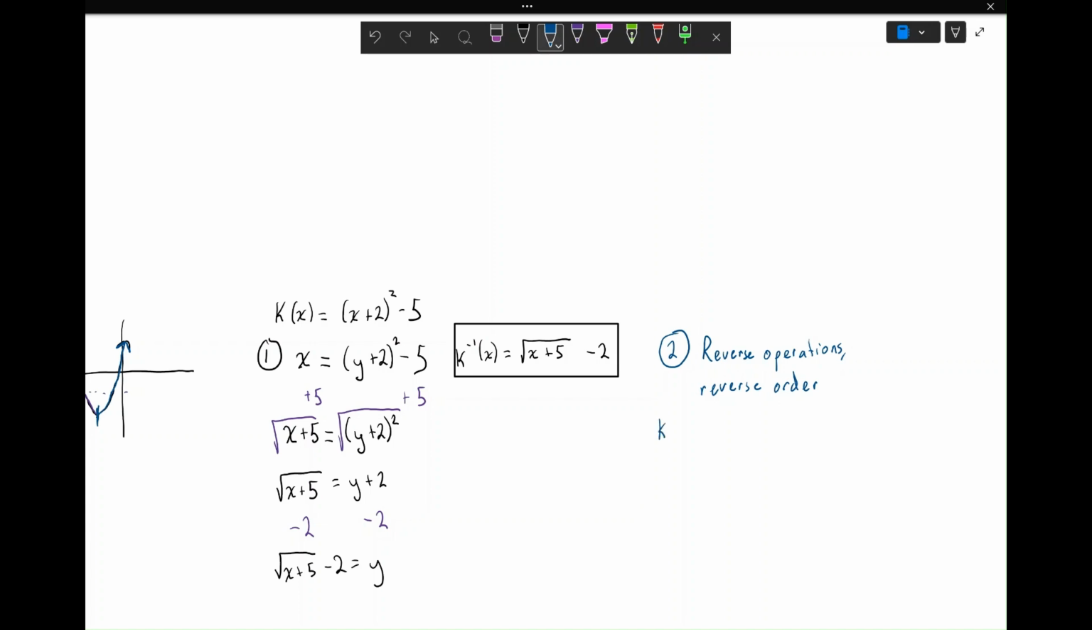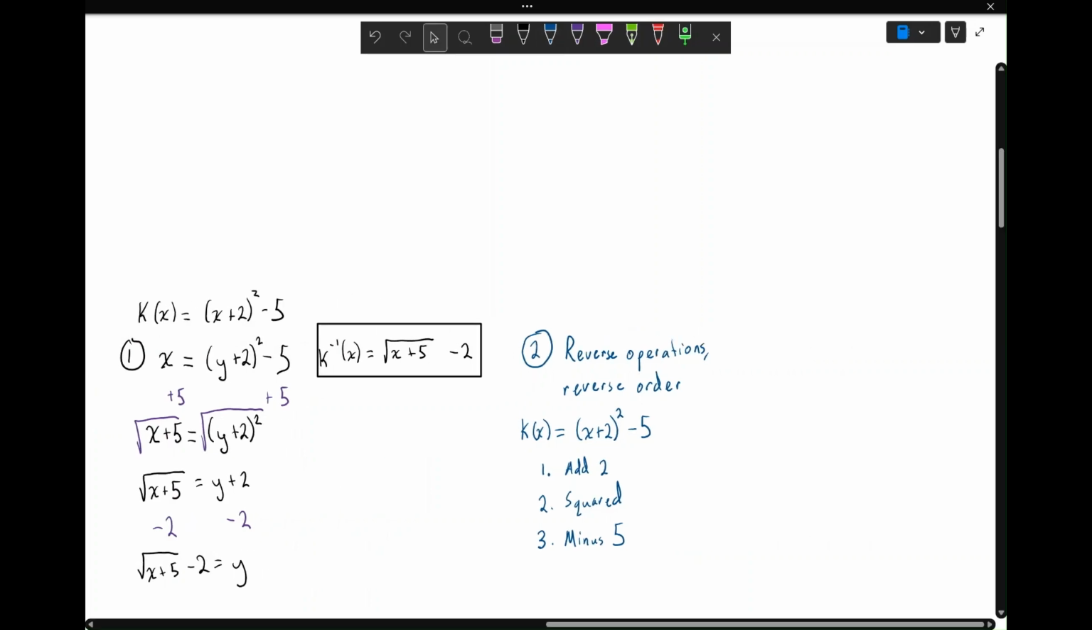So if I look at the original k of x function and think about what is being done to the x according to order of operations, the first thing done is I add 2, because that's the thing right next to the x inside the parentheses. The next thing that happens is everything is squared. And then I take the result of that squaring and subtract 5.